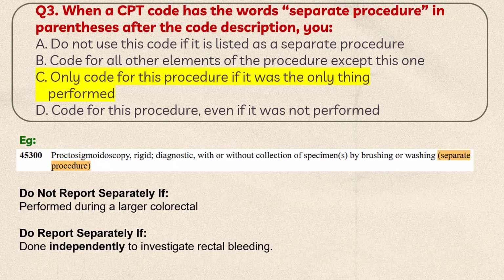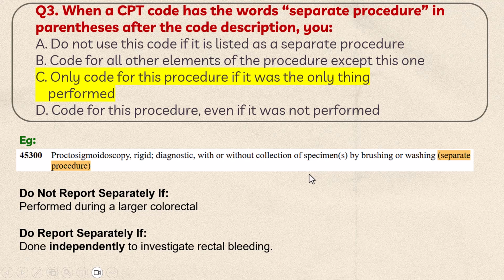So I'll show you an example. So here you can see the code 45300 is proctosigmoidoscopy, rigid, diagnostic with or without collection of specimens by brushing or washing. So within bracket it says separate procedure. If it is performed during a larger colorectal procedure, you need not report it separately because the procedure itself will contain this part. But you have to report it if done independently to investigate rectal bleeding. So proctosigmoidoscopy done independently, you can use this code.